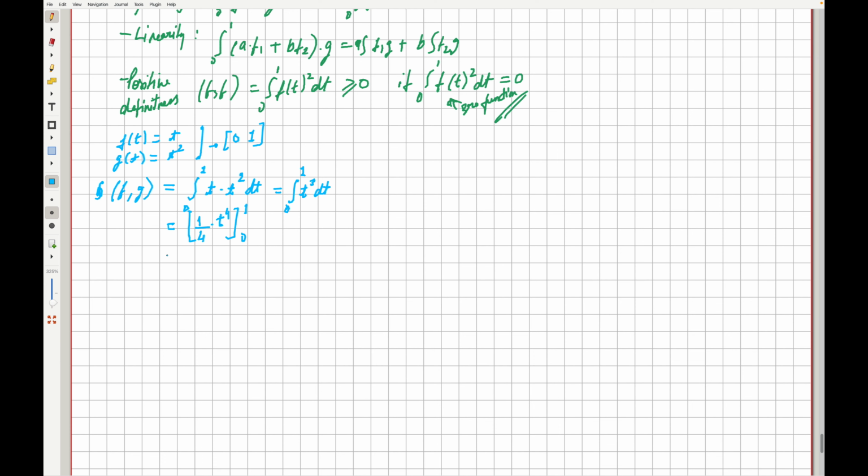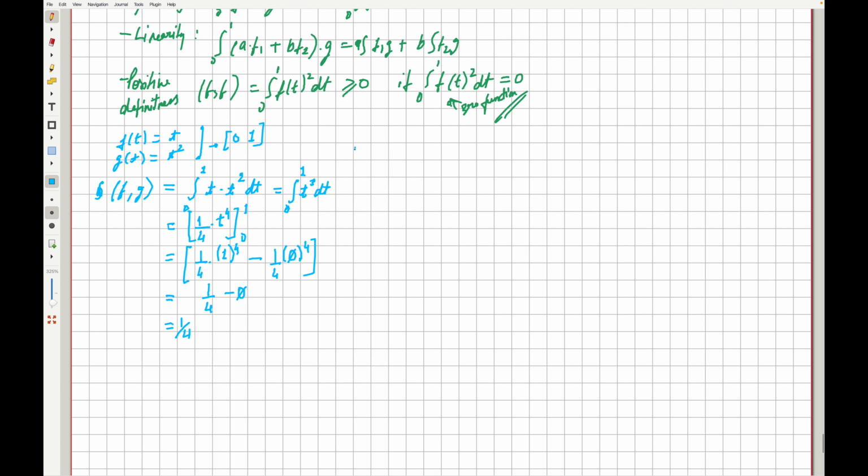And so what we do then is substitute the values. So we say 1 by 4, and the first value we get for t is 1, raised to the power 4, minus 1 by 4, where we take the value of 0 and raise that to the power 4. So essentially this is going to be just 1 by 4 minus 0, and so this stays as 1 by 4. And as we can see, this dot product of the two functions is 1 by 4.